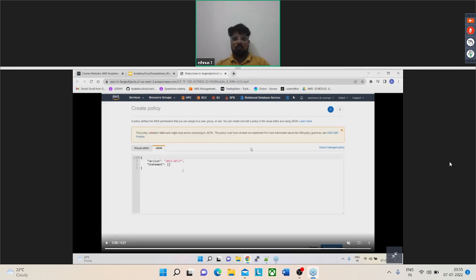So look at this. Look at when I'm going to the JSON tab. And the version is automatically there. So whatever effect or resource I select under the visual editor, it will automatically create a JSON format for that. So even if you don't know JSON format, you can create the policy with the help of the visual editor. Many policies are already created, and then we need to select.